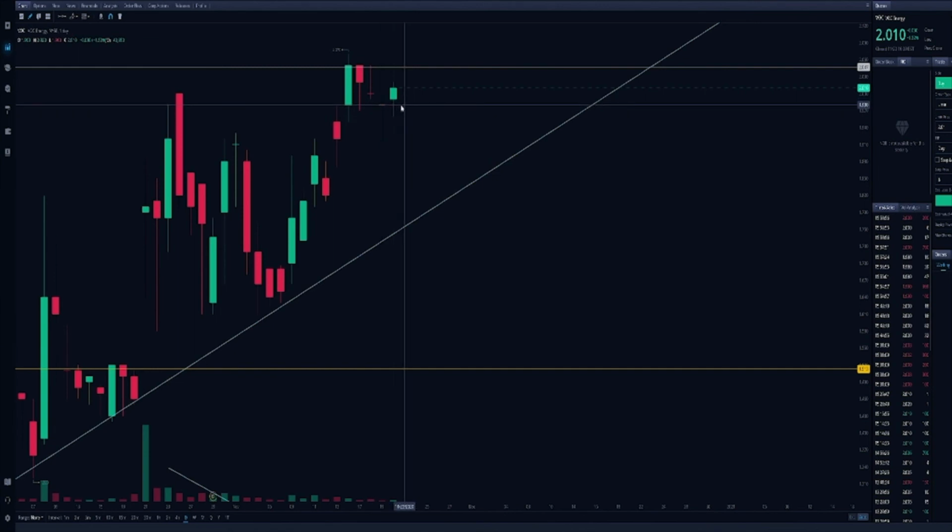Right here, it's trying to save itself. So we could say that right here, a new support line is building up. And we can see right here, it passed the breaking point. You could almost say that this was the cup and this was the handle.